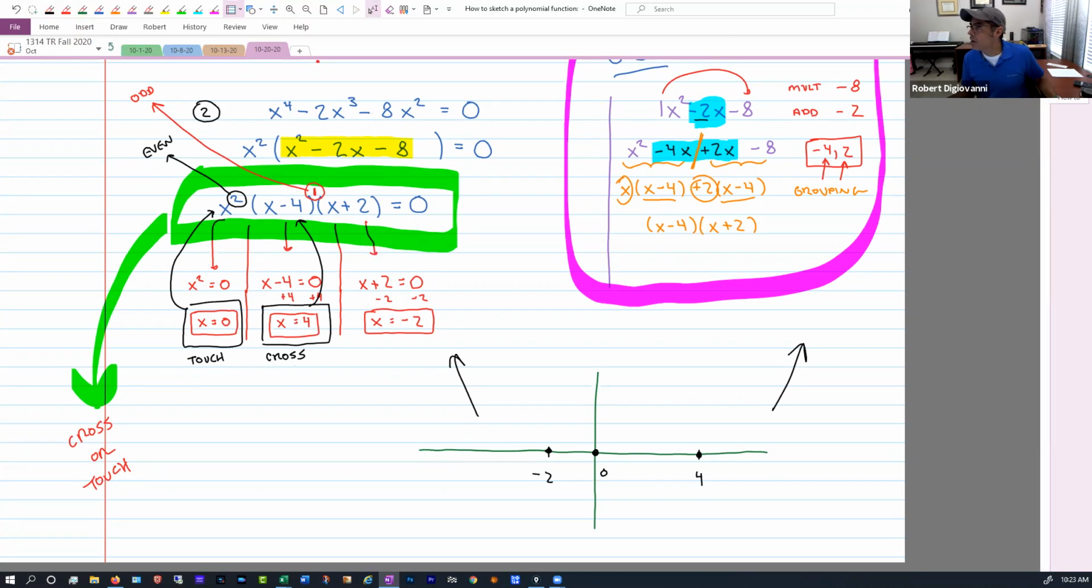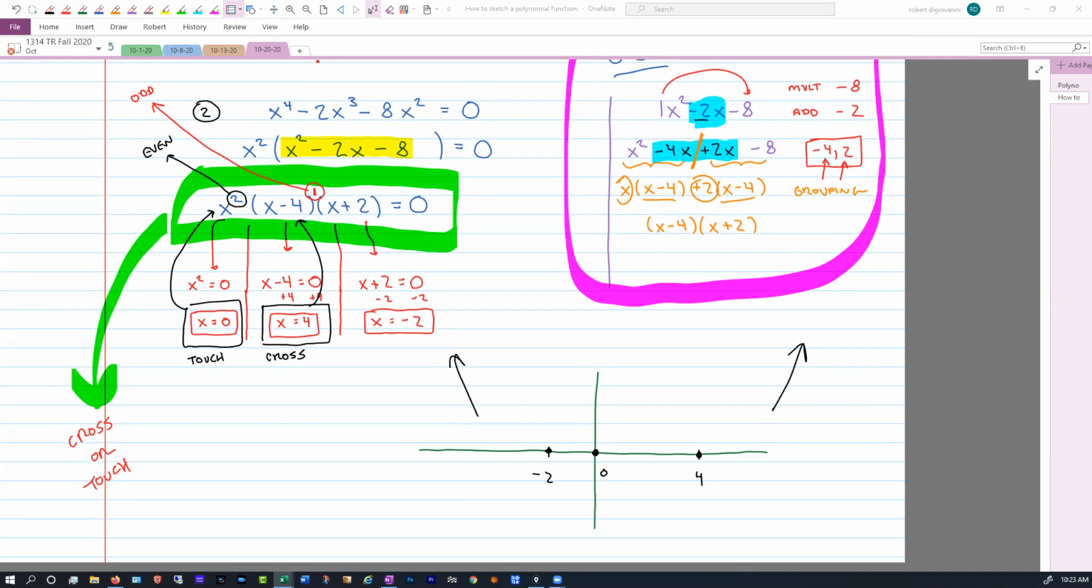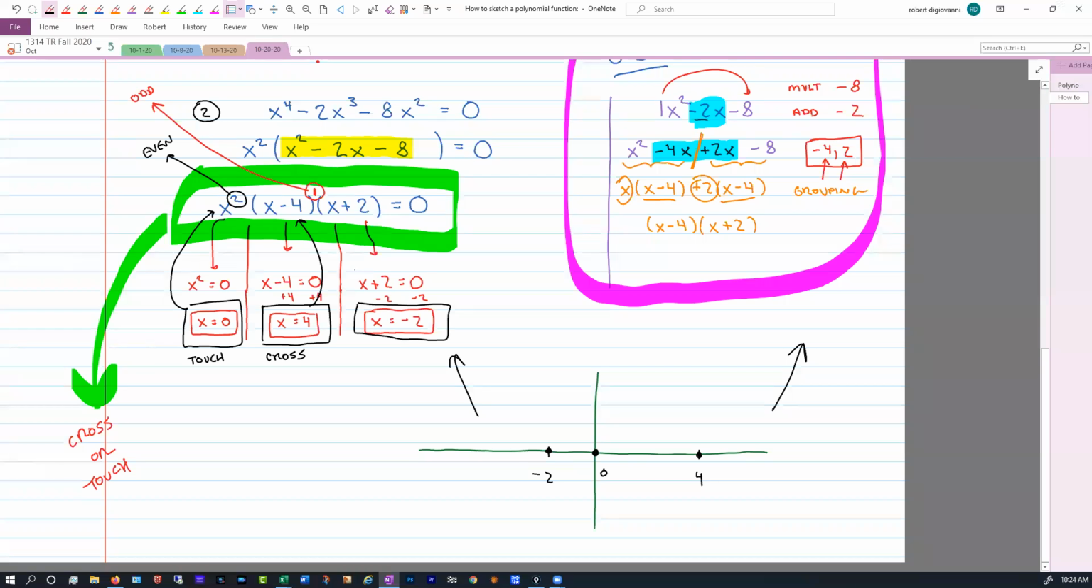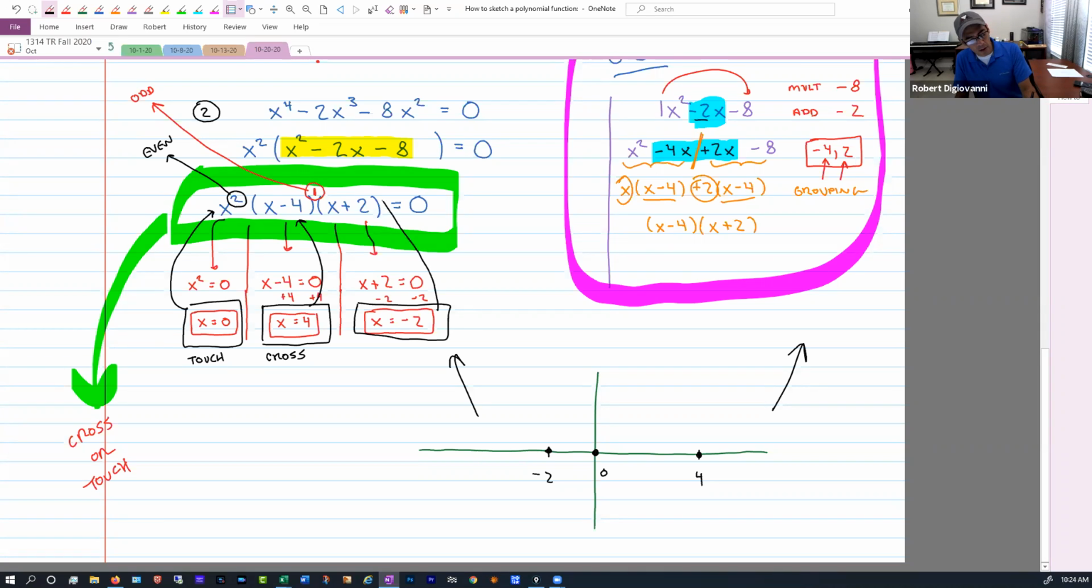And let me call on Ashlyn P. You here, Ashlyn? I'm here. So maybe you can help now on this last one, -2. Can you tell me if we're going to touch or cross? It's going to cross. So you come up here, you're looking at the power. The power is a 1 because it's not written, and that means you cross.